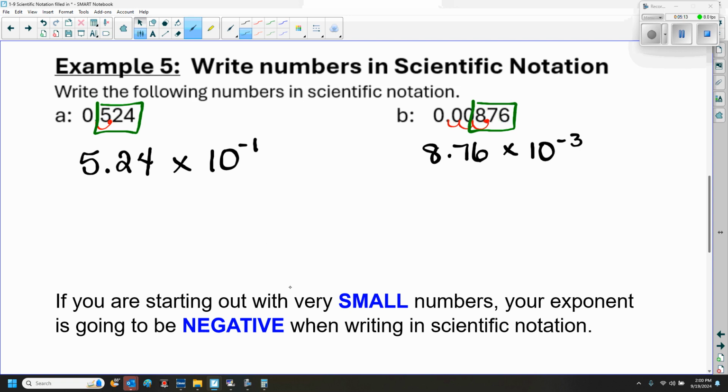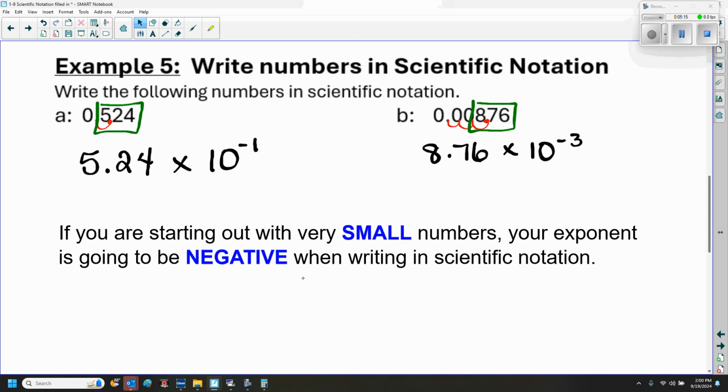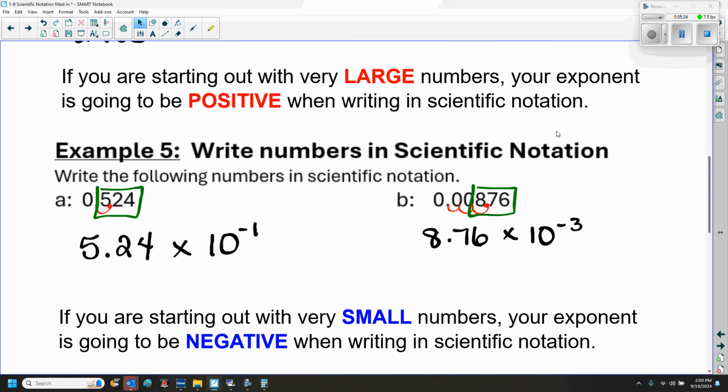So make sure that you write this down. This is the rule. If it's a very large number, then our exponent is going to be positive. And that's what we have right here. Okay? Make sure you write those down.